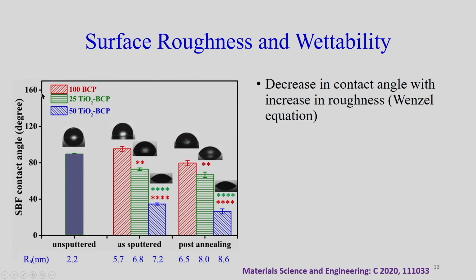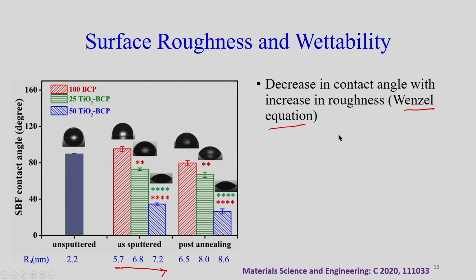So, here if we just see the contact angle, this is for the unsputtered titanium surface, and after the sputtering you just see this, 100% BCP, biphasic calcium phosphate. This is the mixture of 25% TiO2, 75% BCP, and this is the 50% TiO2, 50% BCP. So, if you are adding more and more TiO2, it is improving the hydrophilicity, meaning the contact angle is decreasing. Also here if you just see, if you are increasing the surface roughness, again the hydrophilicity increases, the contact angle is decreasing, it means it is again agreeing with the Wenzel equation.